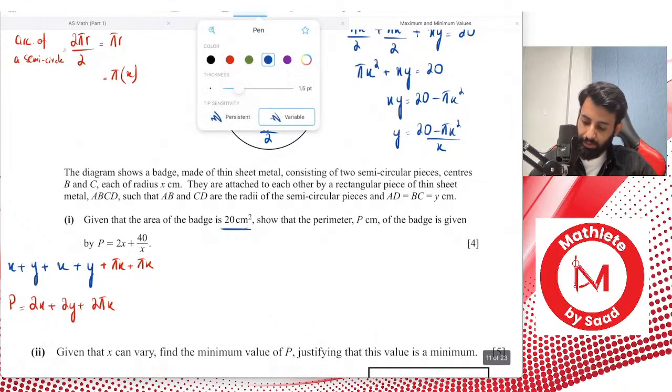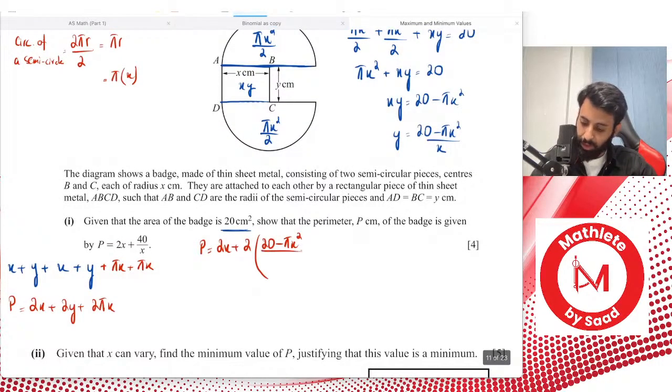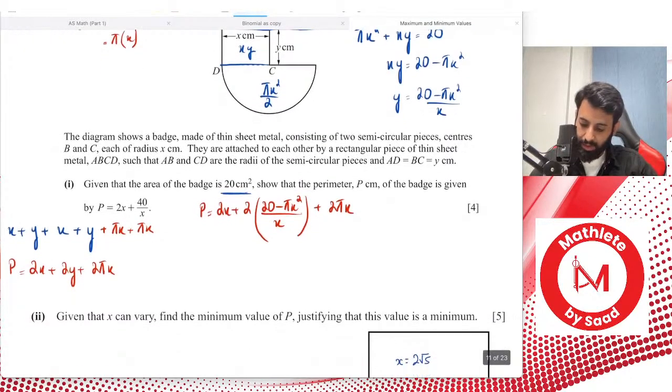Okay, so now that we have the value of y, we go back to the perimeter. So that's 2x plus 2 into y, which we replace with 20 minus pi x squared over x, plus 2 pi x. Now there's a lot of simplification that's required. So perimeter is equal to 2x plus 2 into 20 is 40. So we'll separate the two. We'll write 40 upon x minus 2 pi x squared upon x plus 2 pi x.